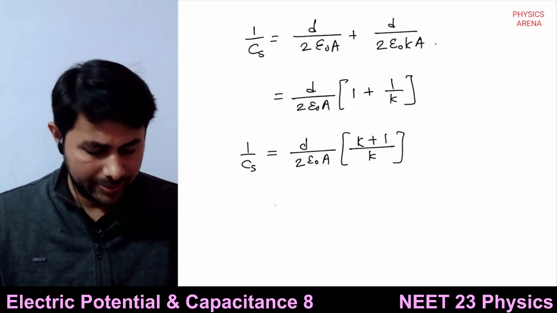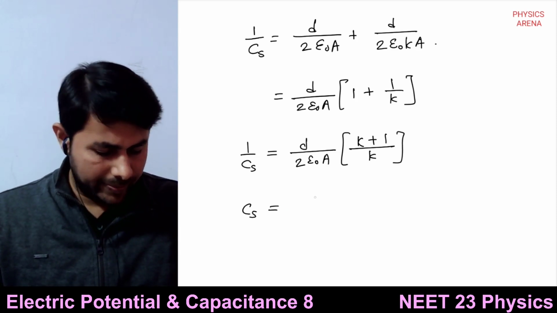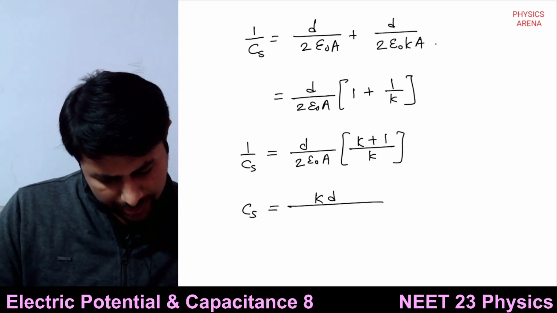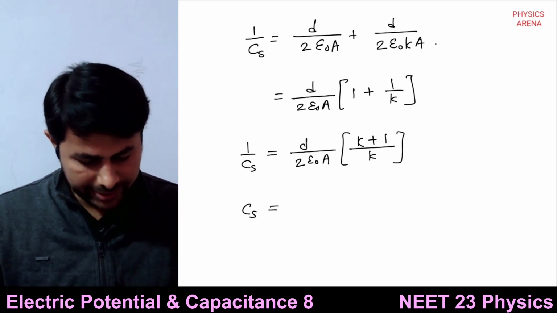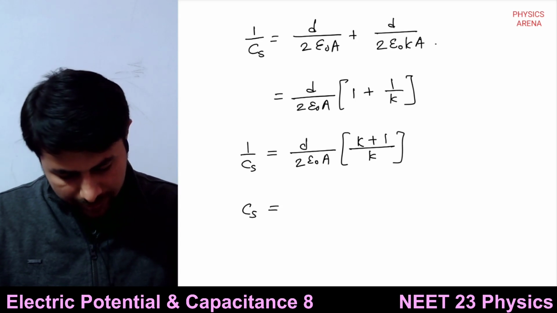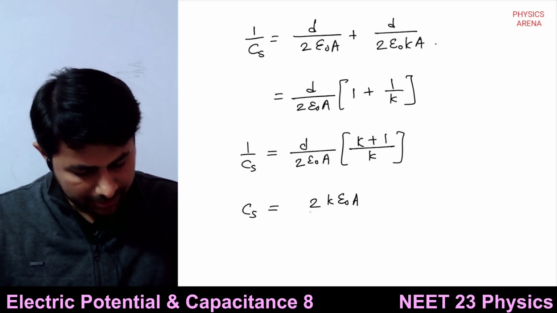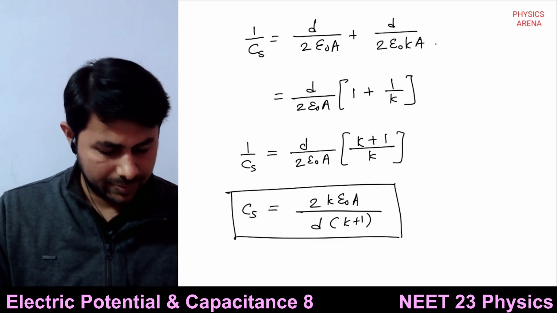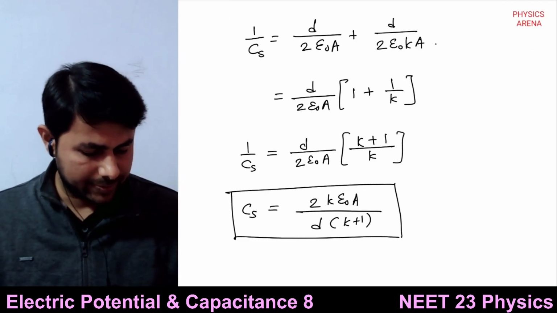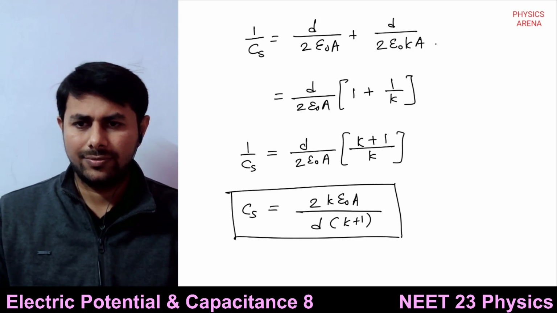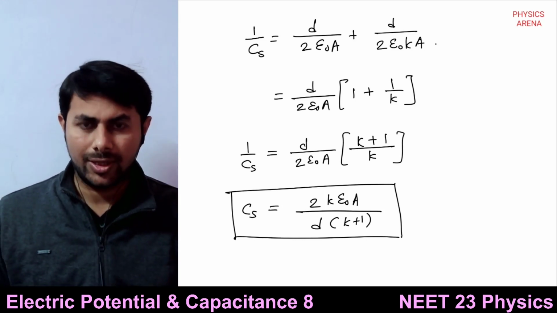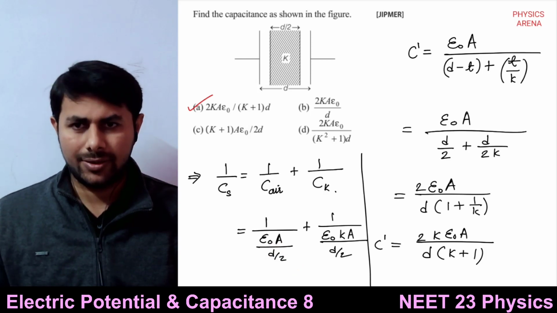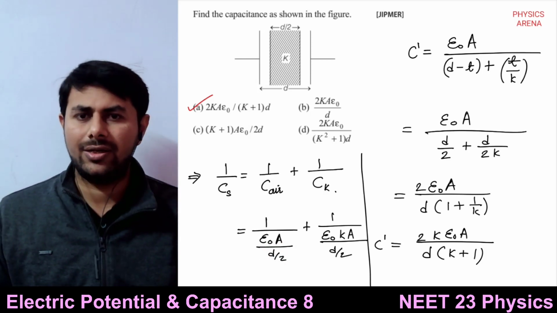And if you take its reciprocal, you will get Cs, which is equal to, sorry, if you take its reciprocal, you will get 2K times epsilon naught A divided by d multiplied by K plus 1. And this is the answer. Got it? Okay, so even if you forget the formula, this is how you can solve. Instead of d by 2, the thickness can be different.